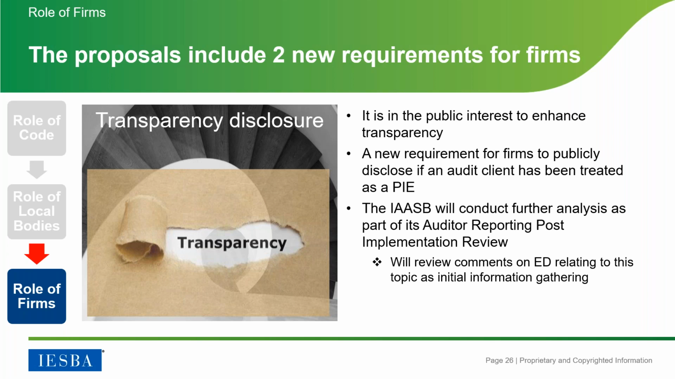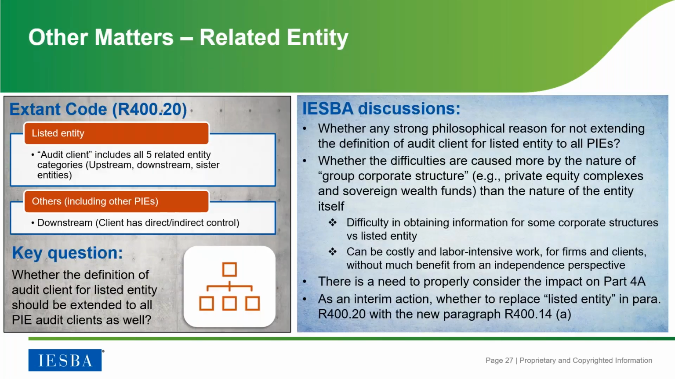Finally, I just wanted to cover a couple of other matters. Related entity in particular. We had a long discussion about this. The extant code currently really utilizes listed entity in the definition of audit client. So audit client for a listed entity includes all five related entity categories: upstream, downstream, sisters. For others, including other PIs that aren't listed, it's downstream only.